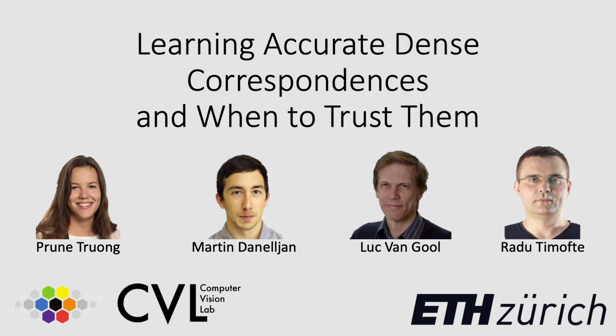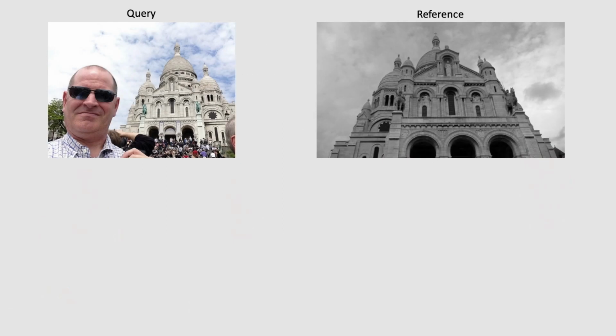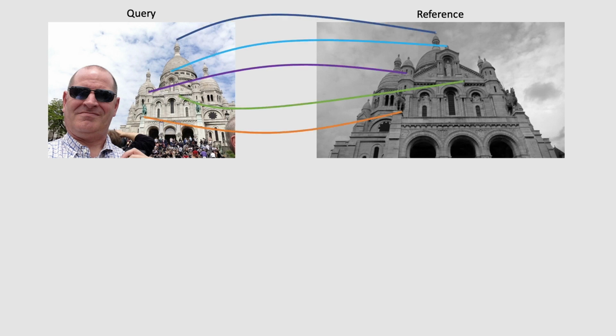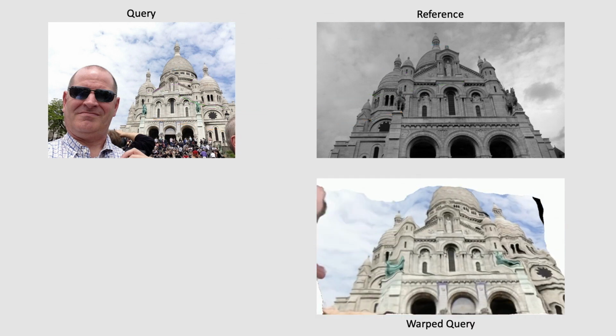I'm going to present learning accurate dense correspondences and when to trust them. In this work, we tackle the problem of dense correspondence estimation. From a pair of reference and query images, we want to find the flow field relating each pixel of the reference to the query. We visualize this by warping the query according to that flow.